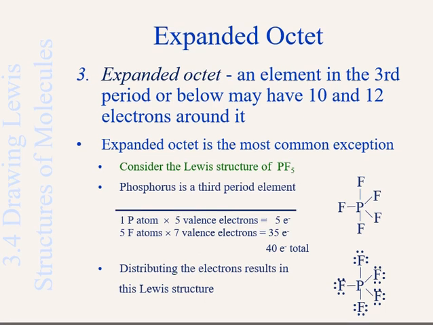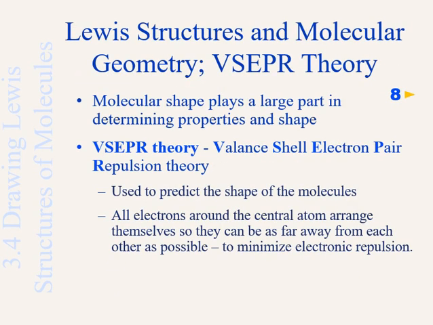So these are your 3 exceptions to the octet rule, and in the next video we will look at something known as the VSEPR theory, which is what the Lewis structures allow us to predict.